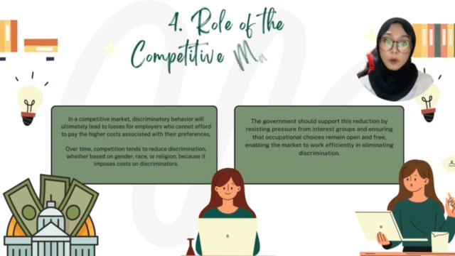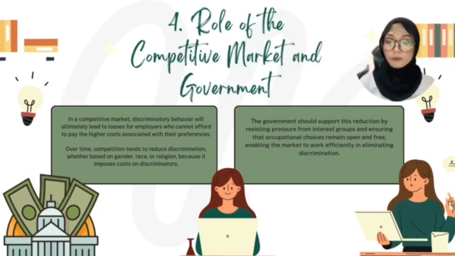Number 4, role of the competitive market and government. In a competitive market, discriminatory behavior will ultimately lead to losses for employers who cannot afford to pay the higher costs associated with their preferences. Over time, competition tends to reduce discrimination, whether based on gender, race, or religion, because it imposes costs on the discriminator.